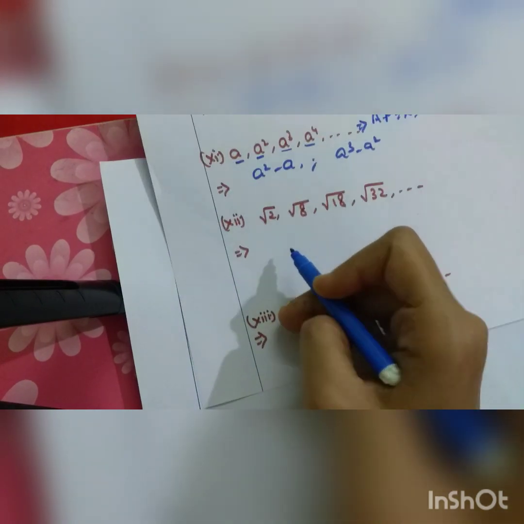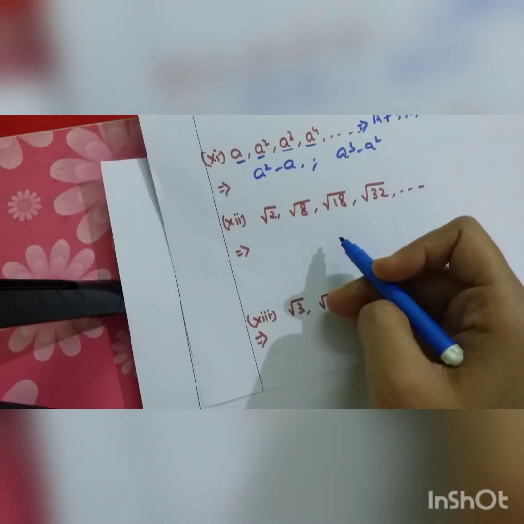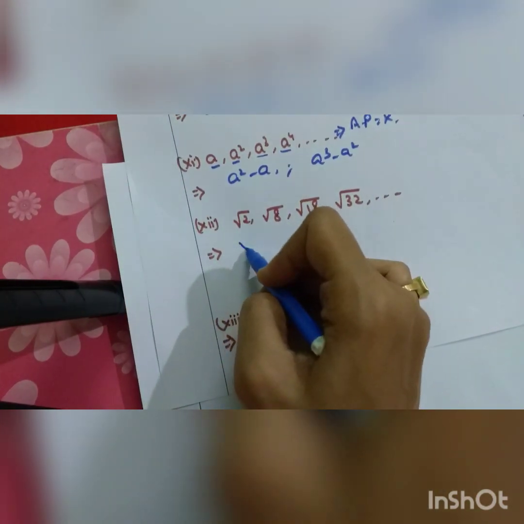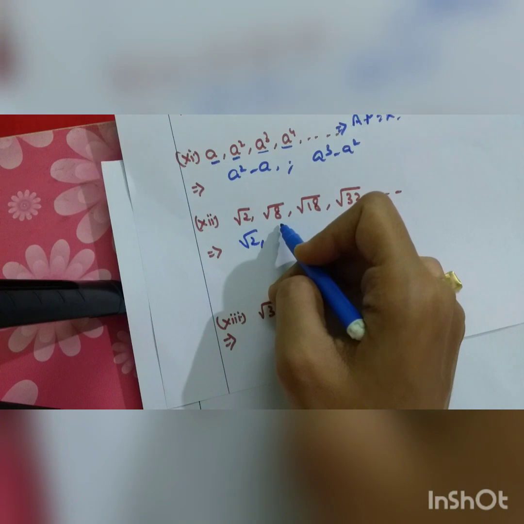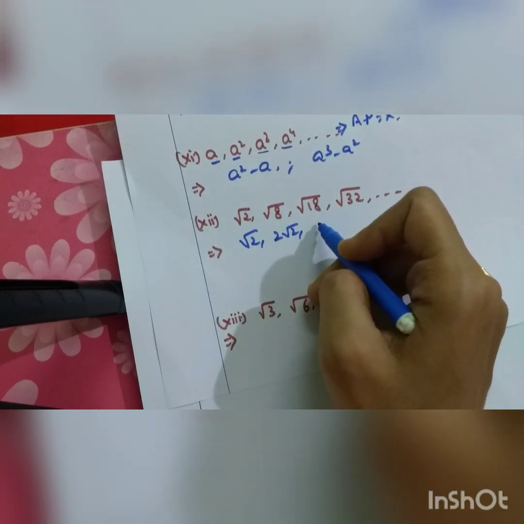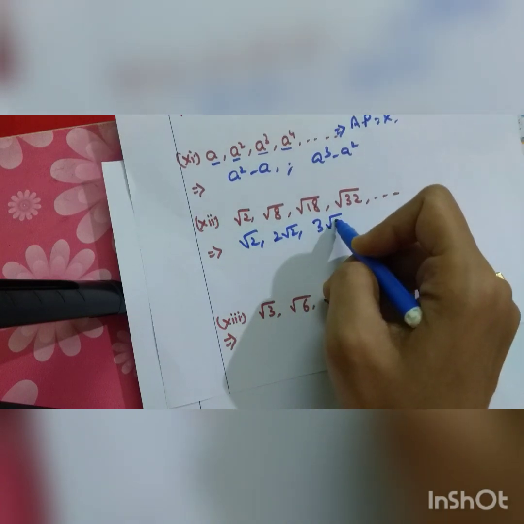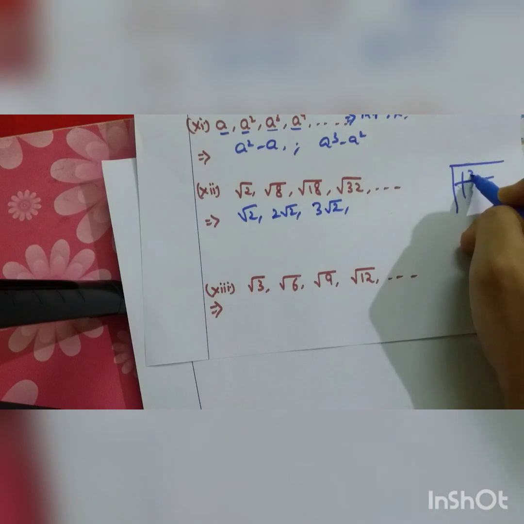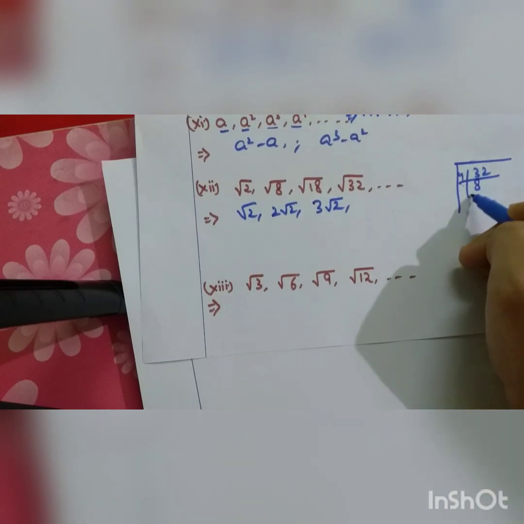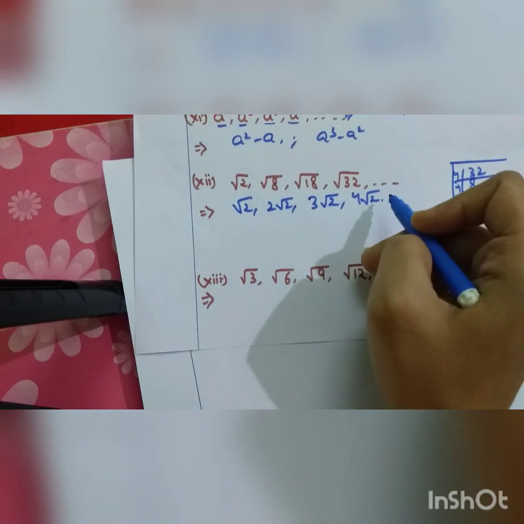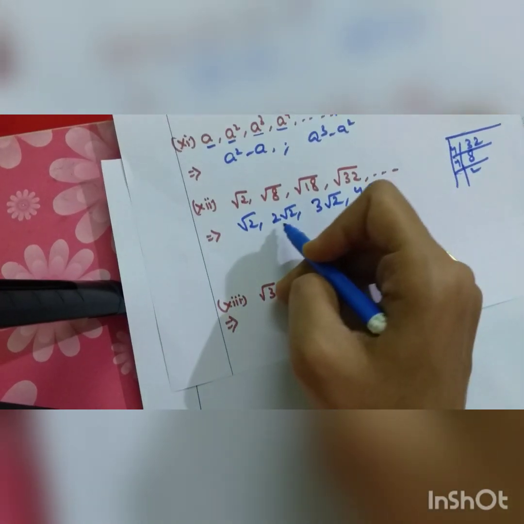It is saying it is irrational, based on the concept that root 2 is an irrational number. When you break root 8, it will give you 2 root 2. When you break root 18, you will get 3 root 2. And when you break root 32, you will get 4 root 2. I have just simplified this part of the question.